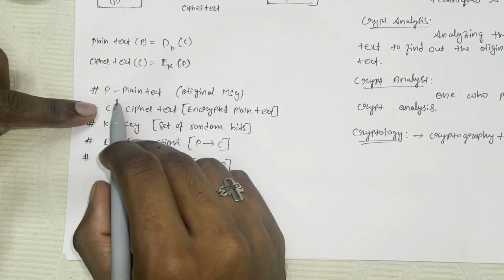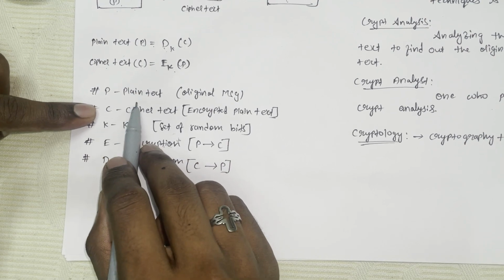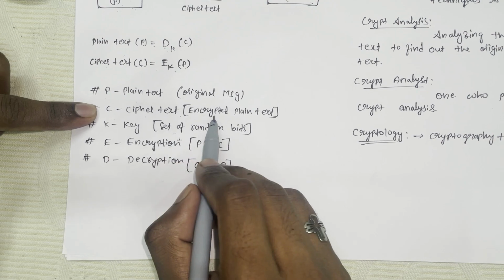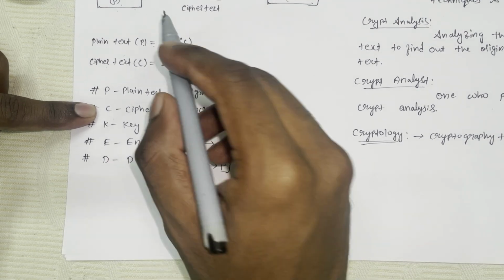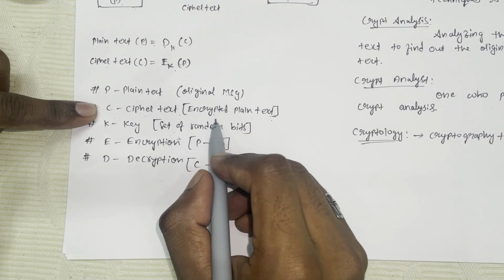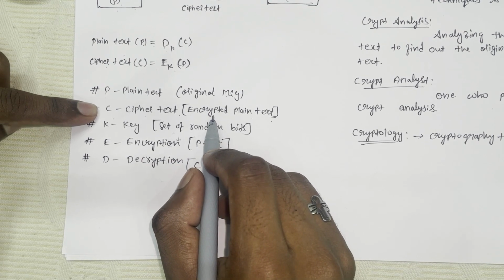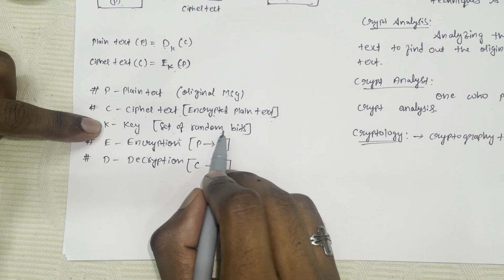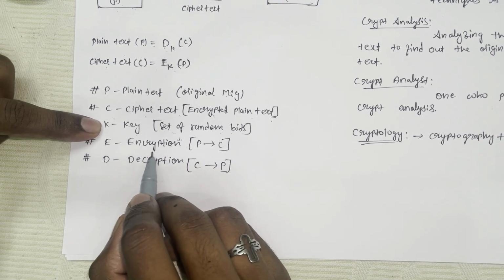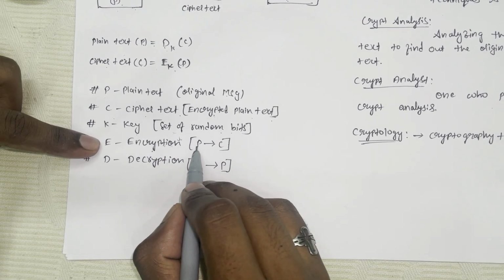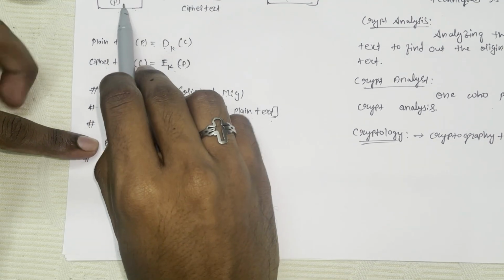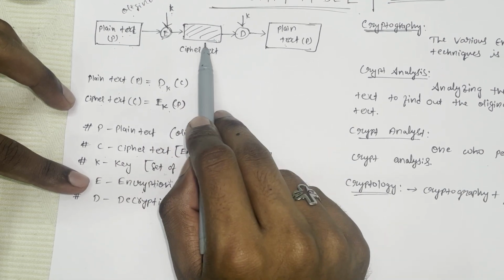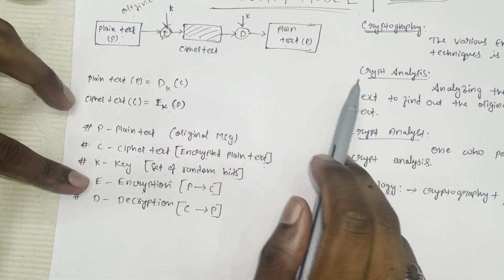So now the terms here: P is the plain text, which is the original message. C is the ciphertext, which is the encrypted plain text. I'll show you a practical example after this. The key is where you will use random bits, and encryption is where you convert plain text into the ciphertext. Now again, ciphertext to the plain text, this is decryption.